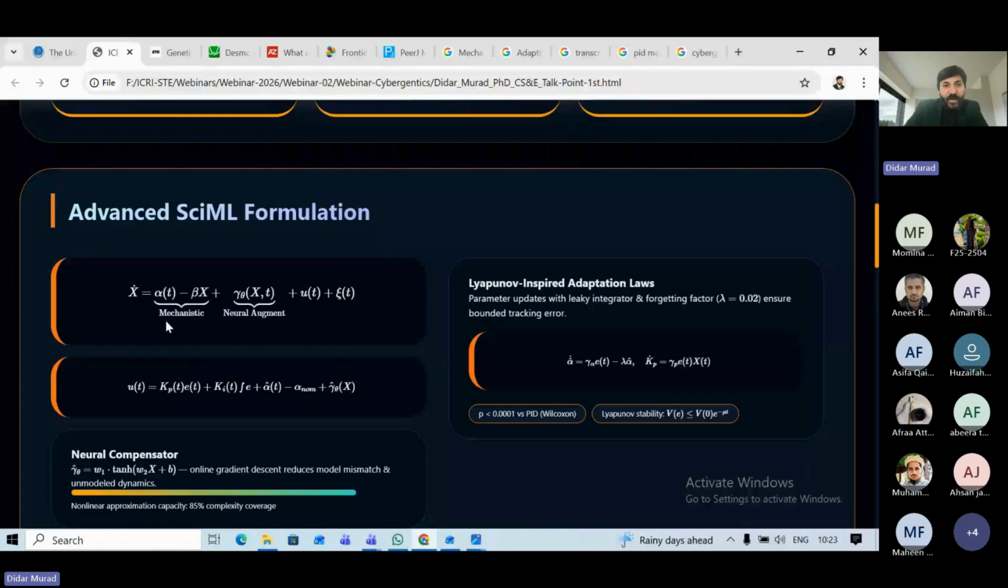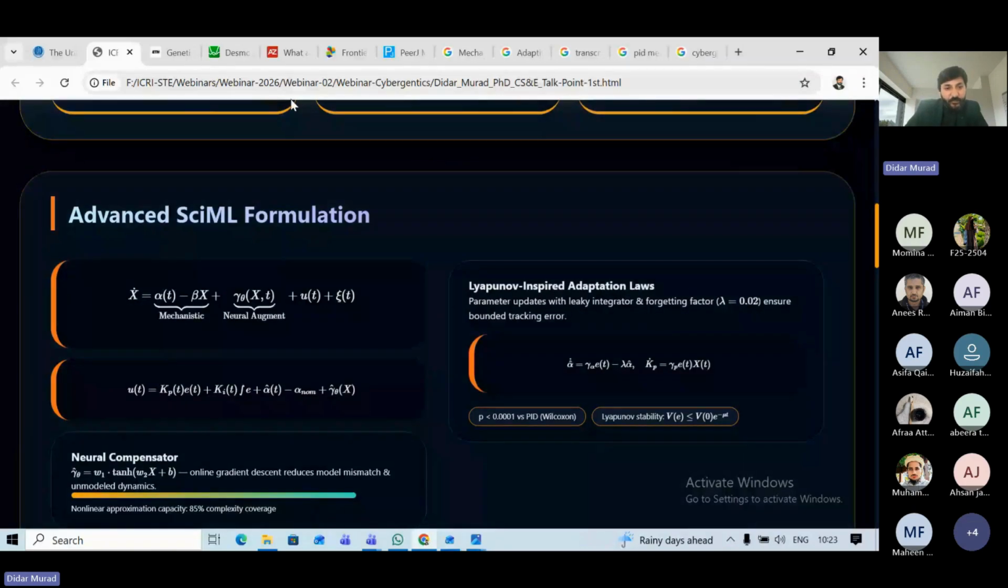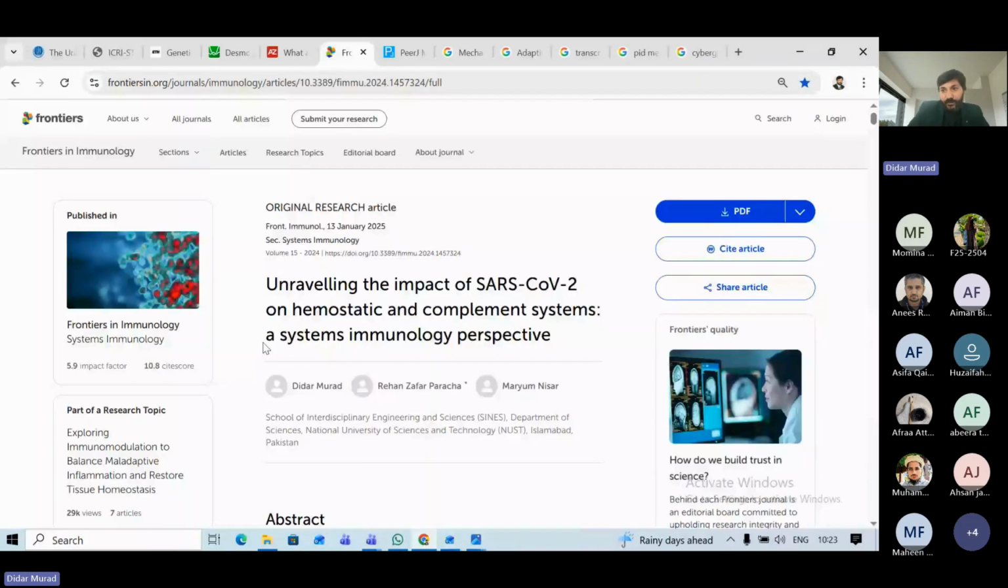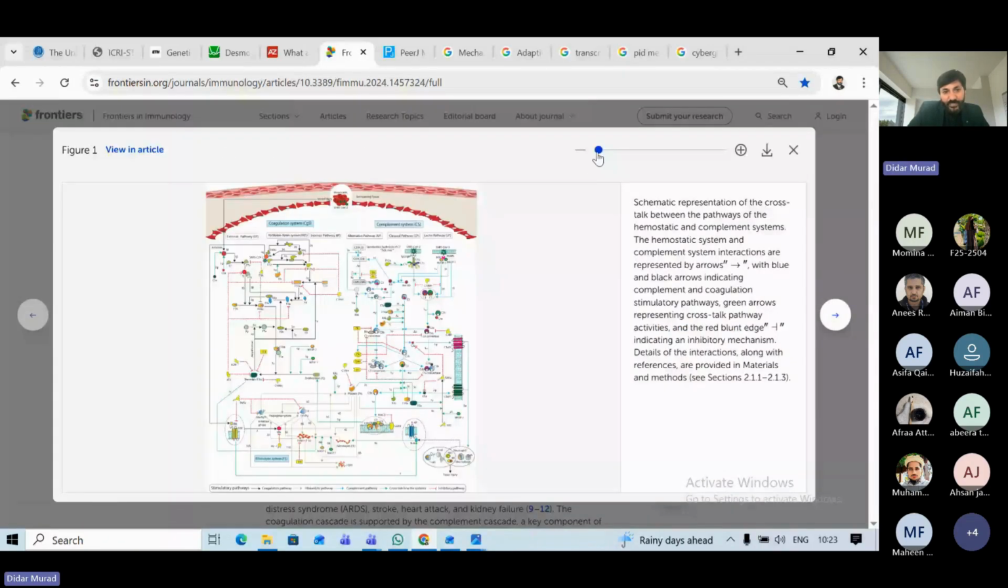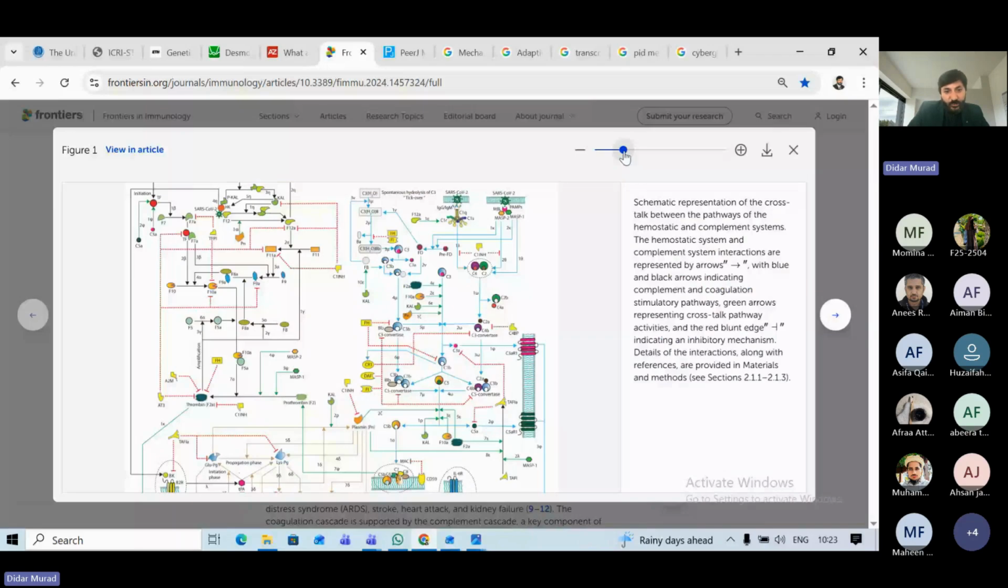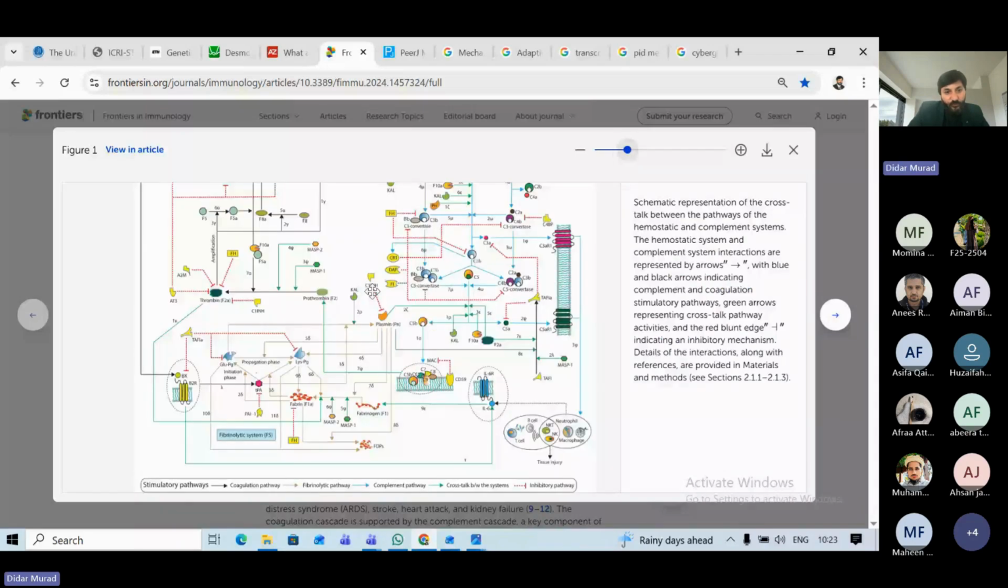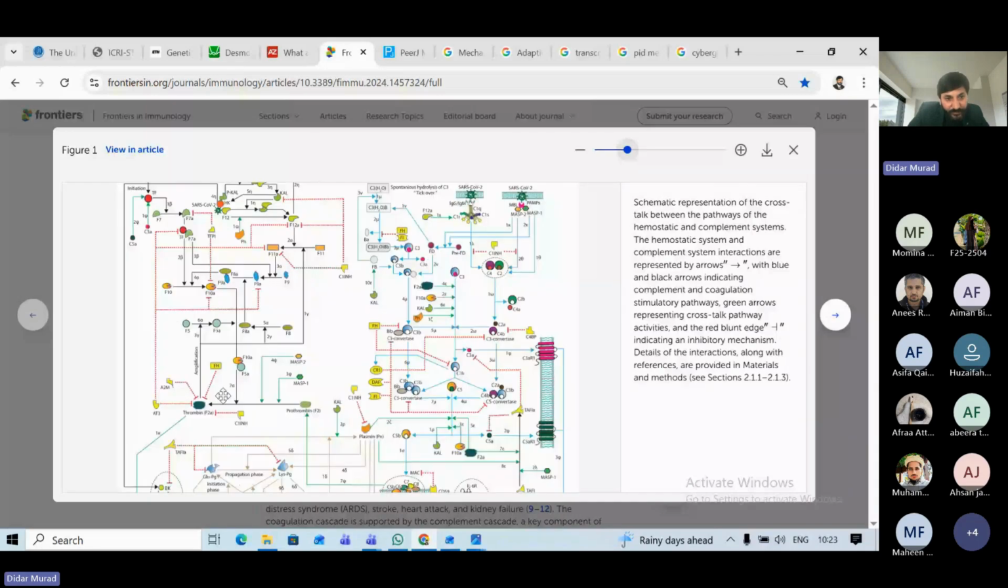In my system, in my PhD, you can see this system. For example, I'm showing that system. This is the system you can see here. In my PhD first paper, this system has 198 ODEs. It involves positive loops, negative loops, upward signals and downward signals, like this concept.